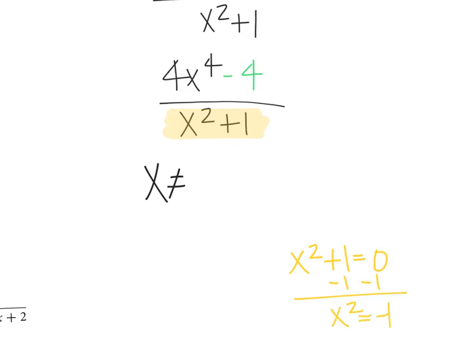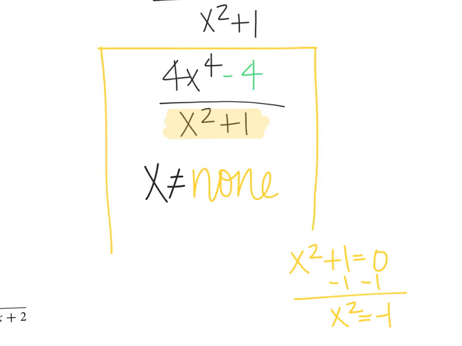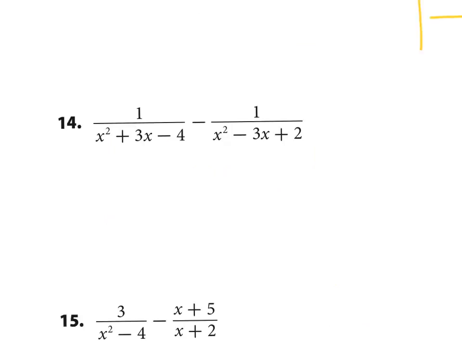-1. Hopefully you notice, can't do that because I cannot take the square root of -1. There is no way to multiply something by itself and get -1. So that means that for this problem, there are no excluded values. So my answer is 4x to the fourth minus 4 divided by x squared plus 1, and there are no excluded values this time. So problem 14, we have our first real problem where we don't have the same denominator.